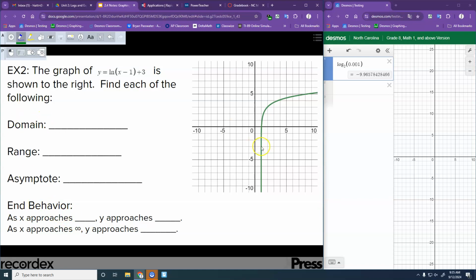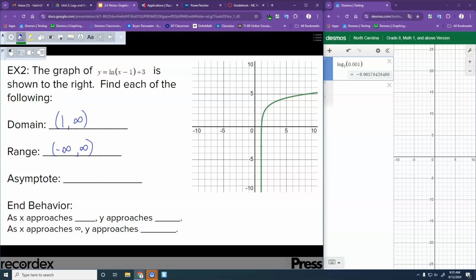All right, domain for this particular problem. What is the furthest to the left that we ever go? 1. Should I use a bracket or a parenthesis there? Parenthesis, because I don't actually ever touch 1, right? It gets closer and closer and closer. What about furthest to the right that we go? Infinity. It keeps on going forever. So 1 to infinity for our domain. We just wrote this down. What's the range always for a log? Negative infinity to positive infinity.